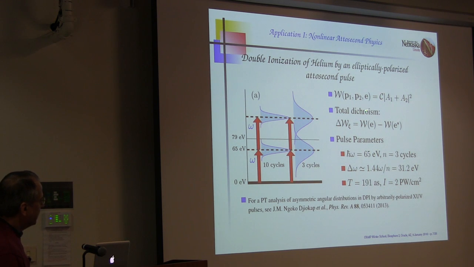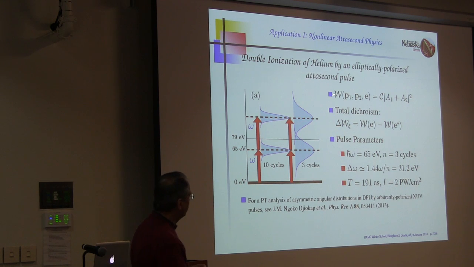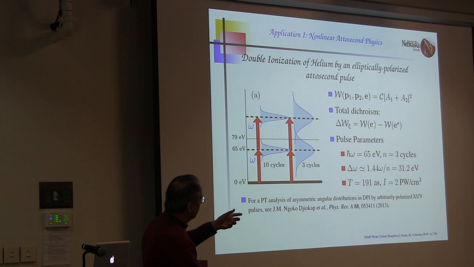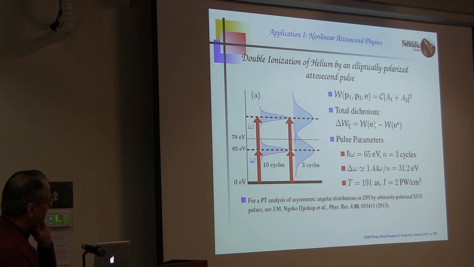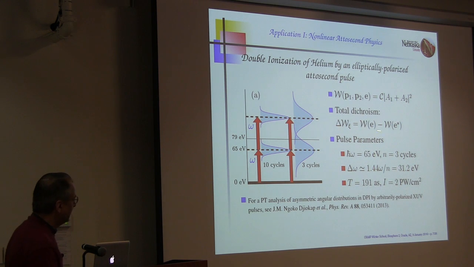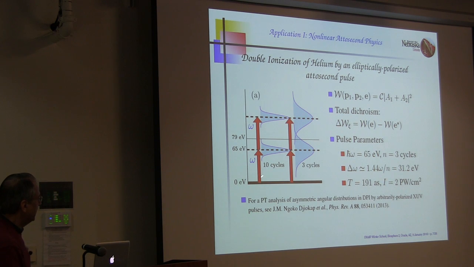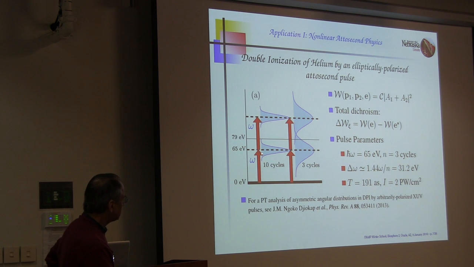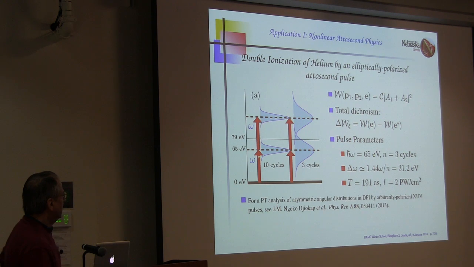The total dichroism is the difference in this differential 2-electron ionization probability between right elliptically polarized light and left elliptically polarized light. For simplicity, I will only show you results for circular polarization. So the dichroism is the difference between the results for 2 different handedness of the polarization. How we chose our parameters is shown here. If you have long pulses, 10 cycles, our carrier frequency is 65 eV, which is below the threshold for double ionization. So a 1 photon absorption for a long pulse does not doubly ionize helium. The only way you get double ionization is if the system absorbs 2 photons.